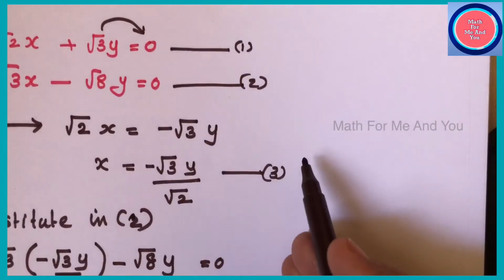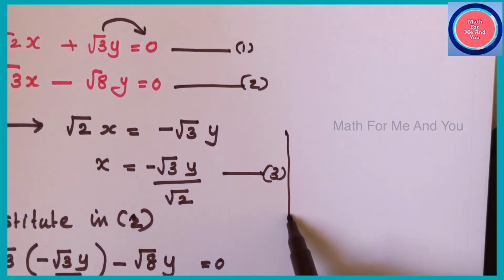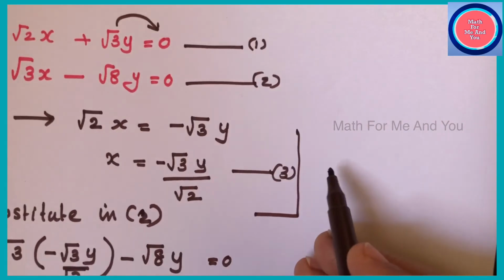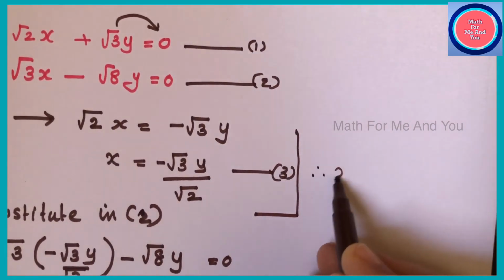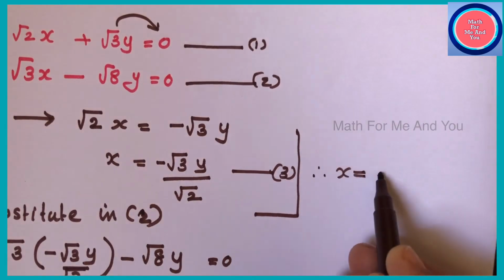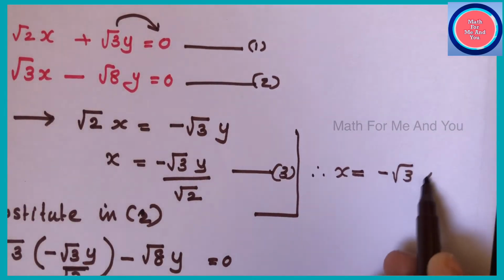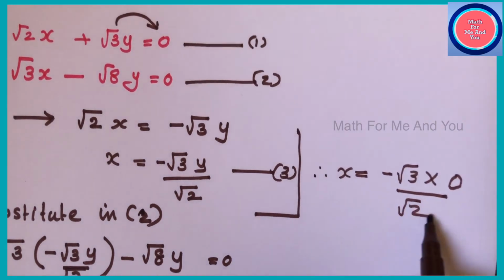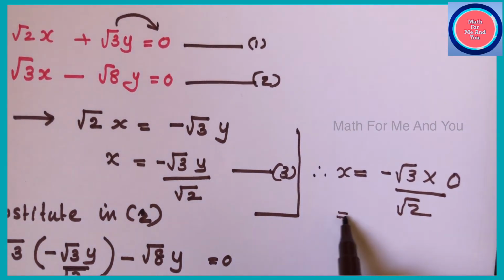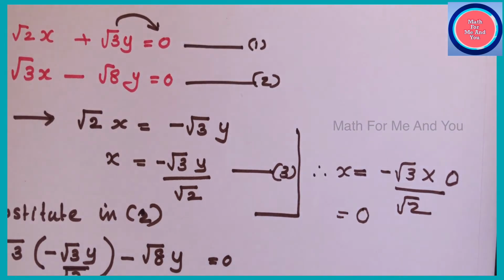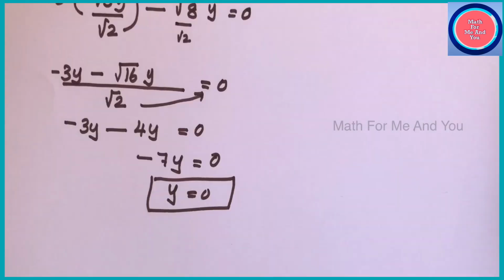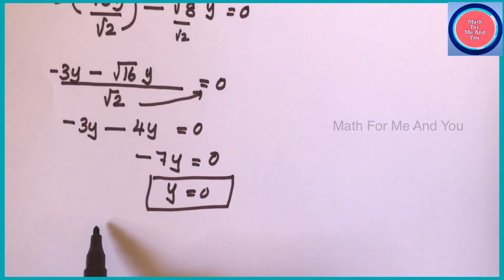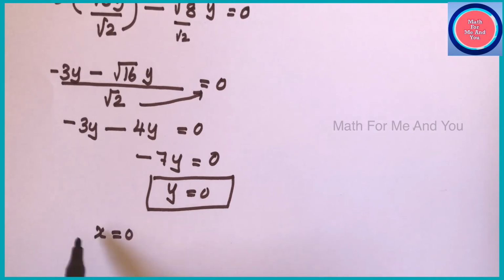Substitute in any of the equations, but we substitute in equation 3 because it directly gives the value of x. x equals minus root 3 and y, the value is 0, over root 2. Then what is x? x is equal to 0, we get. So the solution here: x value is 0 and y is also 0. x equals 0, y equals 0.